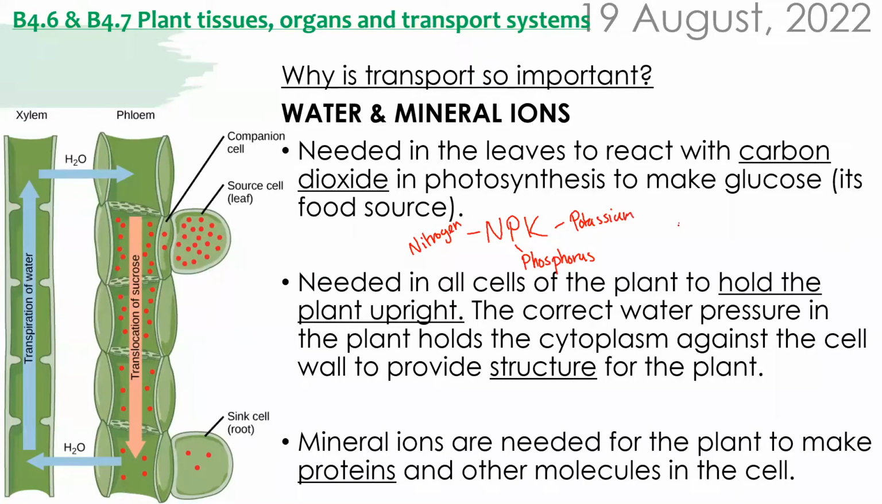They also need magnesium to make chlorophyll. So NPK and magnesium make chlorophyll. If they don't have these, they get deficient, like how humans can get deficient in calcium to make bones. Plants can be deficient too. They might get yellow leaves, or might just not grow properly. So water and mineral ions are needed for photosynthesis to make glucose, and the mineral ions are also needed to make important proteins and other structures for the cell.